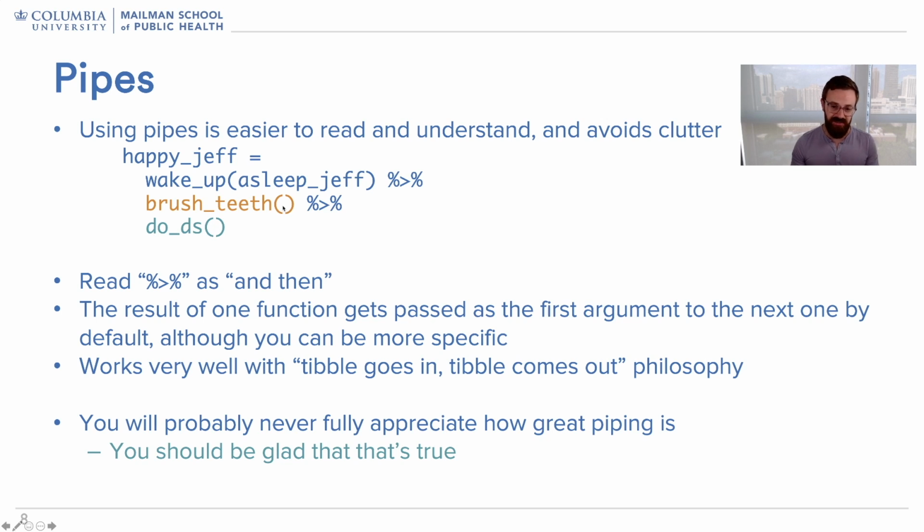So the process here is the best of both of the previous two things, in the sense that it's clear what's happening. I can see what the sequence is, starting here, waking up, brushing teeth, and doing data science. But also I'm not ending up with a lot of intermediate objects. All of this is going to get saved into that same Happy Jeff object that the other two versions of my code produced.